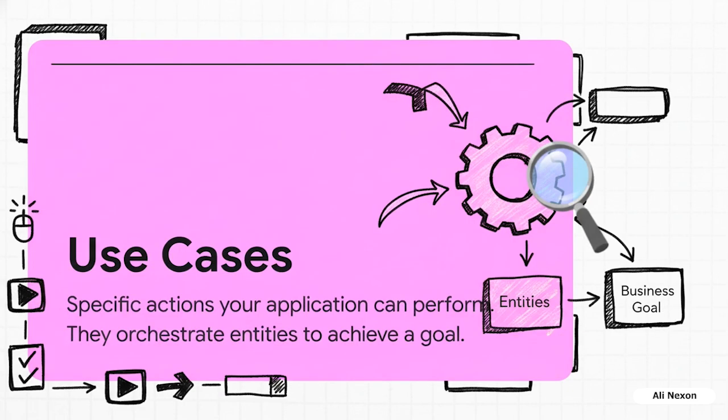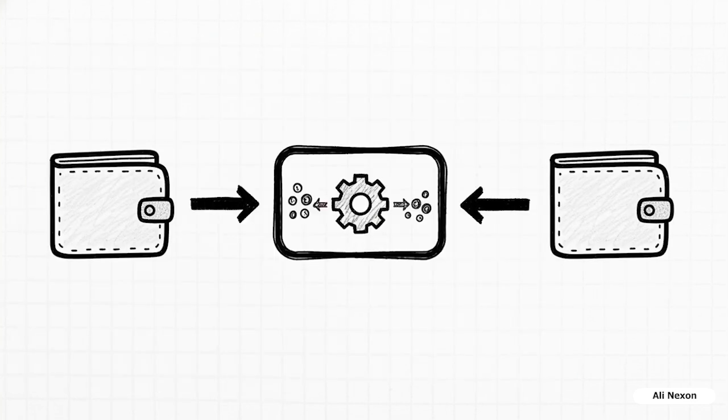Okay, the next layer out is use cases. Now, if entities are the nouns of your system, you can think of use cases as the verbs. They represent the specific actions that your application can actually perform, and they do it by orchestrating the entities to achieve some kind of business goal. For instance, a transfer money use case would orchestrate two account entities.